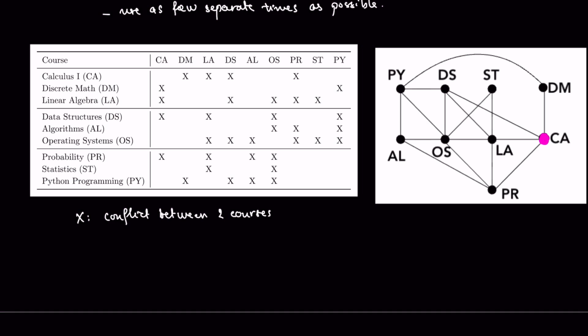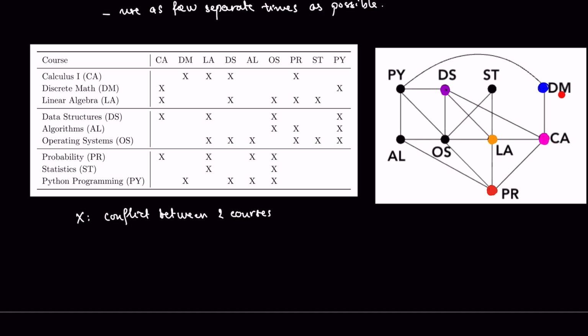So DM has to have a different color, LA has to have a different color, PR has to have a different color, and DS should have a different color as well. So DM, let me use blue here. PR should have red. Any colors you like, as long as they are different from one another. And LA should be orange. DS should be purple.